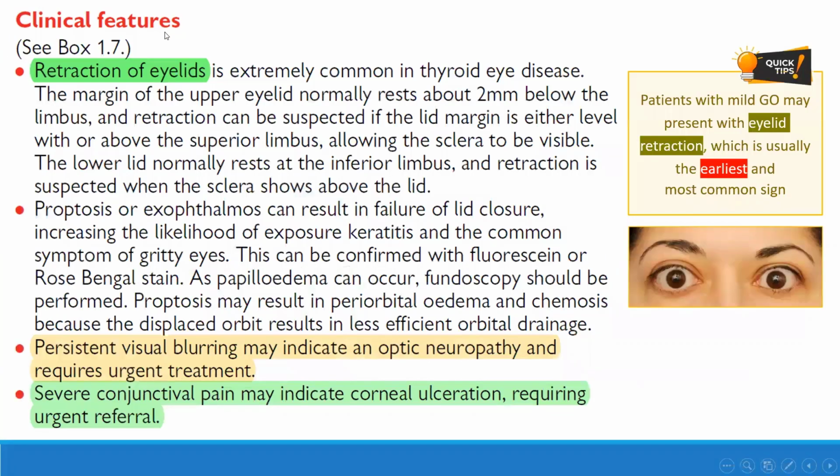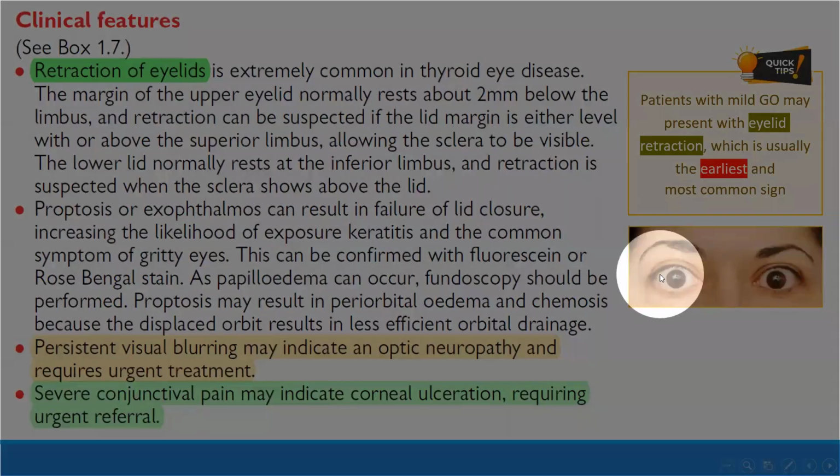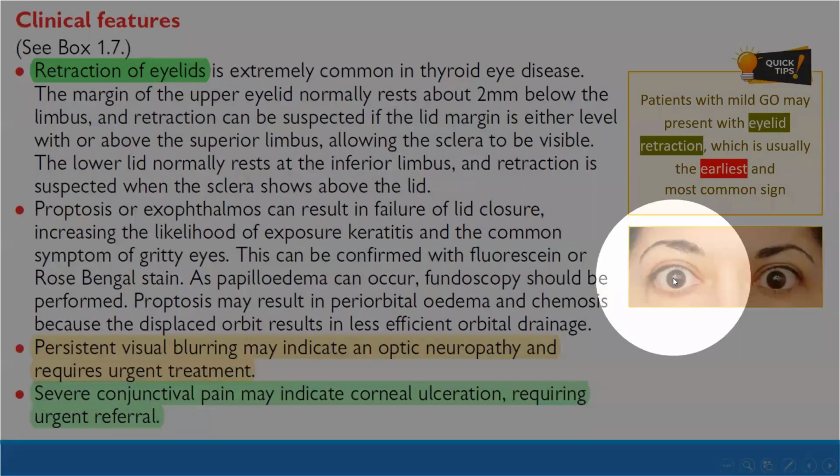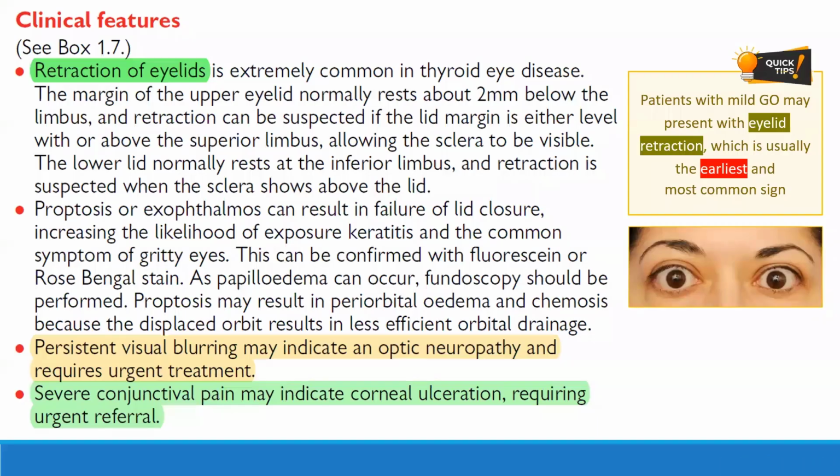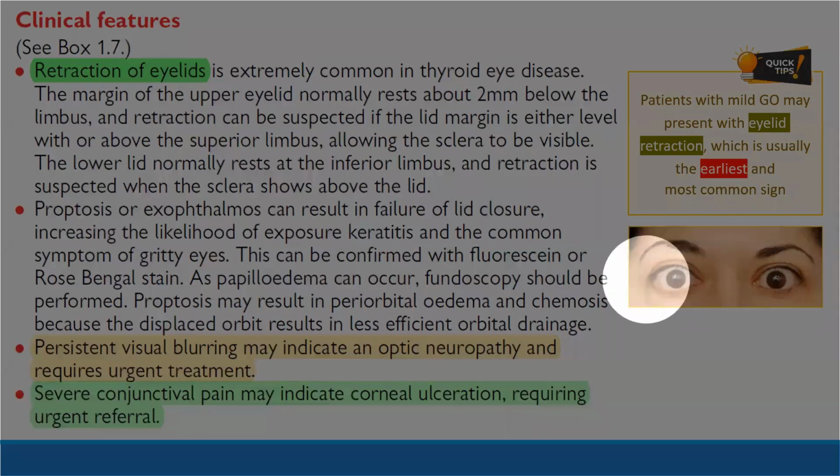Retraction of the eyelid, a clinical feature of Graves orbitopathy, is a very important manifestation. It is the earliest and most common sign of Graves orbitopathy. The upper eyelid is retracted upward, or the lower eyelid is retracted downward, so the sclera appears above or below the eyelid. So this is eyelid retraction, which is an earliest and common manifestation of Graves orbitopathy.